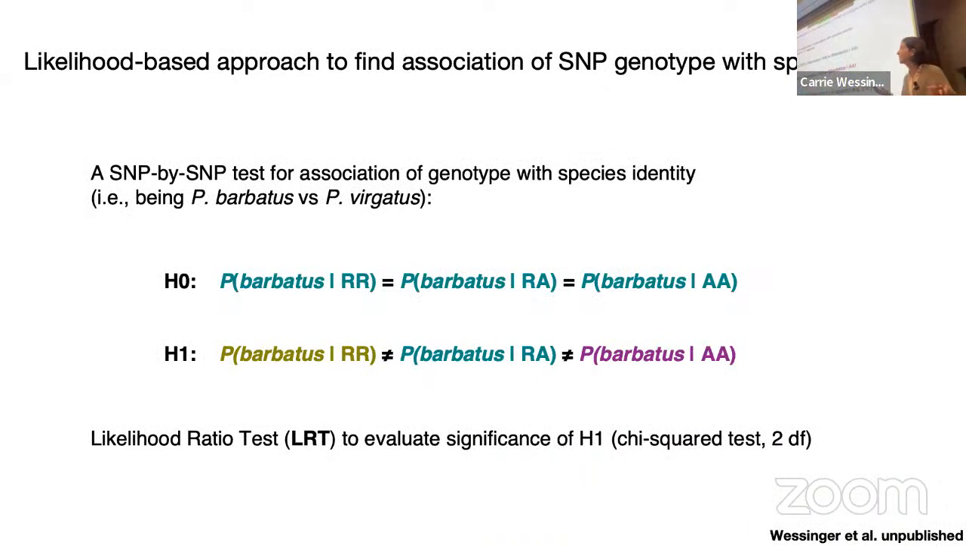So given this lack of fixed differences, we conducted a SNP-by-SNP test for an association between genotype and species identity, using a likelihood-based approach that can handle genotype uncertainty. We calculated the likelihood that each of the three possible genotypes at a given SNP shows a distinct probability of being found in Penstemon barbatus versus virgatus. That would indicate an association of SNP genotype with species identity, and we compared that to a null hypothesis of no association using the likelihood ratio test.